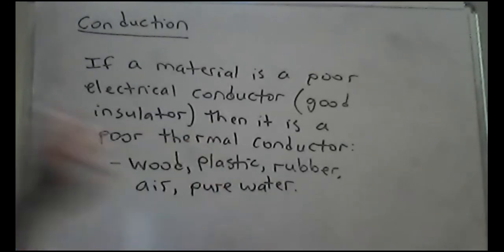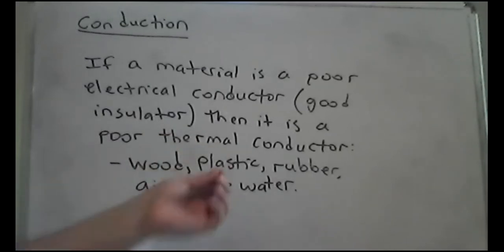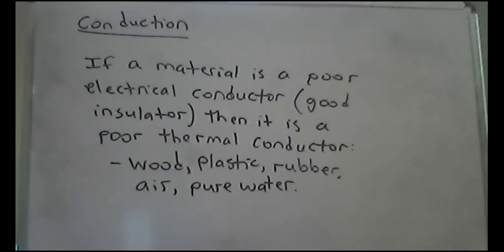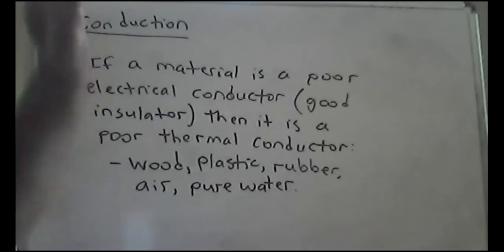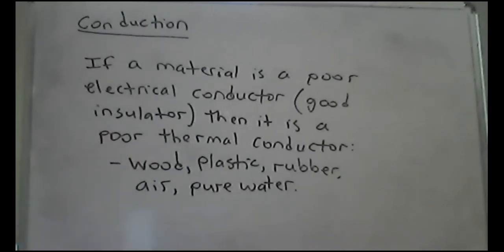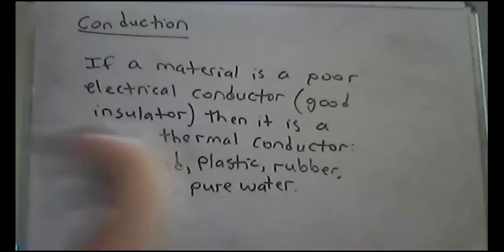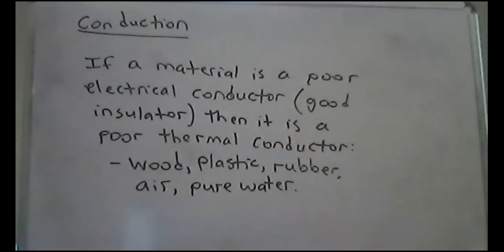So you put plastic, or in some cases rubber, around wires to protect the actual hot wire. With thermal insulation, you might put air between two panes of glass, and it helps serve as a good thermal insulator. All right. So again, good electrical conductors make good thermal conductors. Poor electrical conductors make poor thermal conductors.